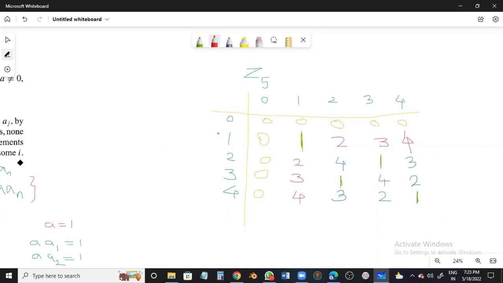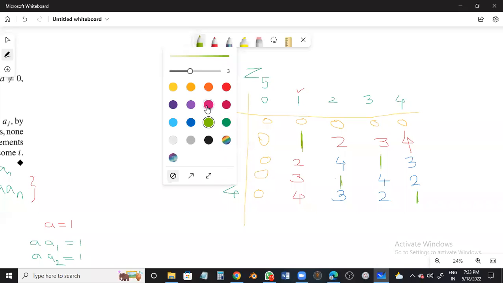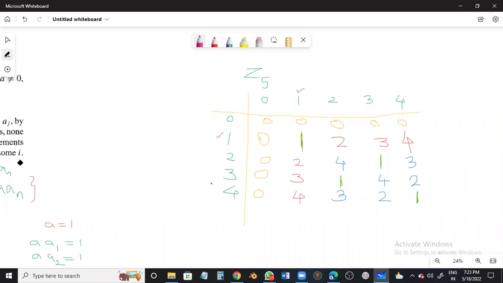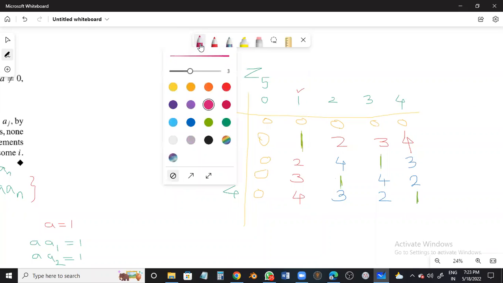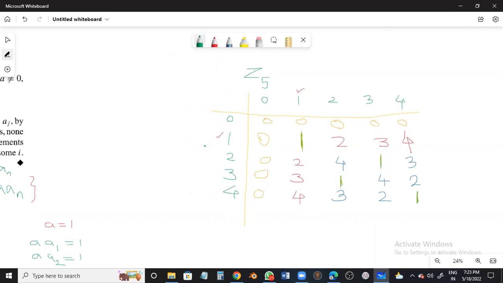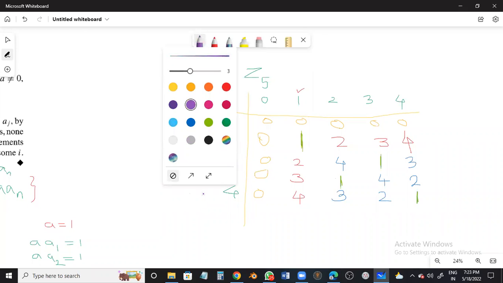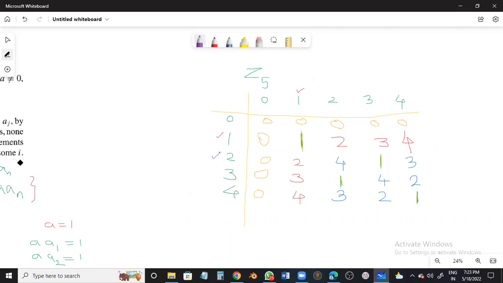I would like to show by the same color over here. Inverse of 1 is 1. Now I go for 2. What is the inverse of 2 you find? 2 3 is a 1. So 2 has inverse as 3. And the reverse way, 3 also has inverse of 2.